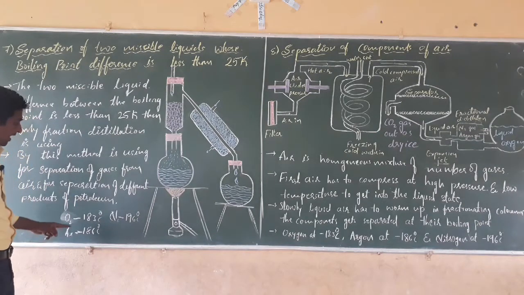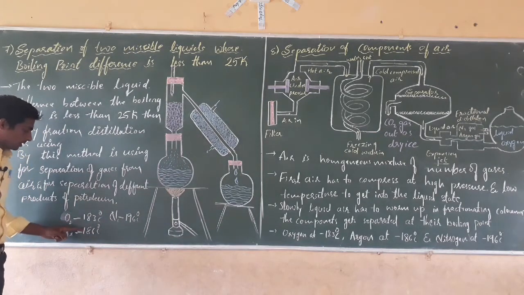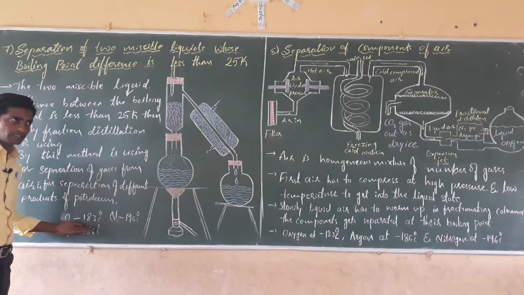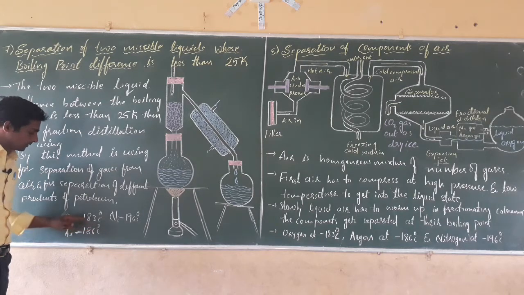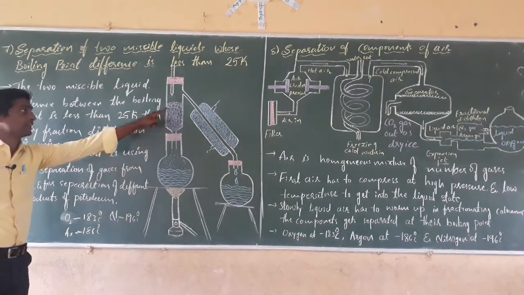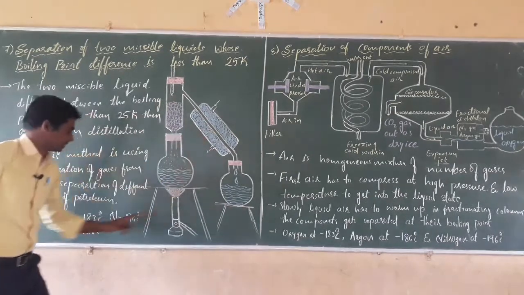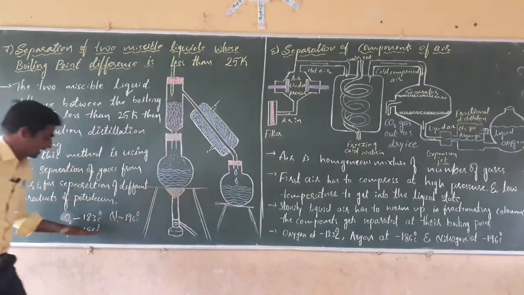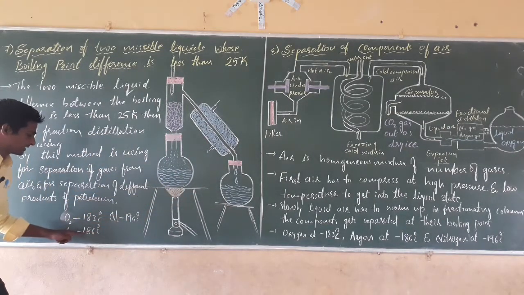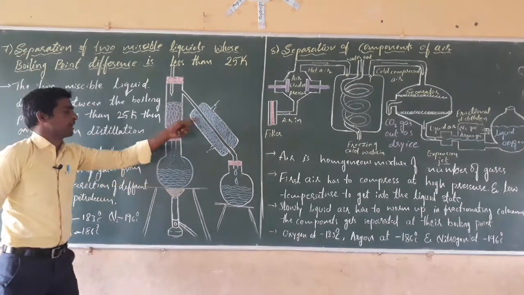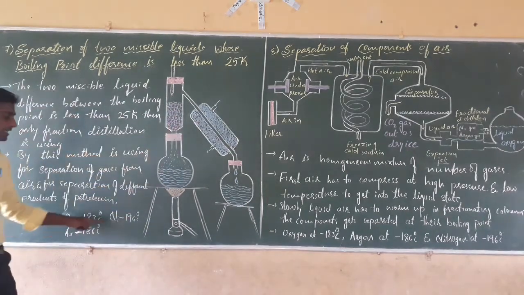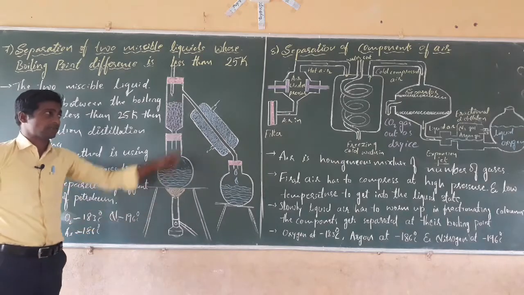Isn't it? See what happens, dear students, on rising the temperature. On rising the temperature, the first nitrogen will evaporate, pass through this fractionating column, and be collected separately. Then at -186 degrees Celsius, the argon will be collected separately, and nitrogen will be collected separately. Later we will study it in detail.